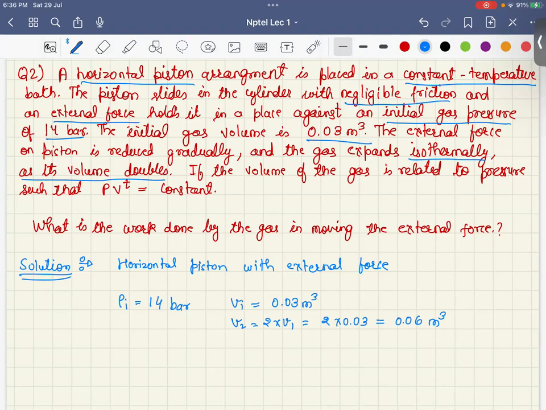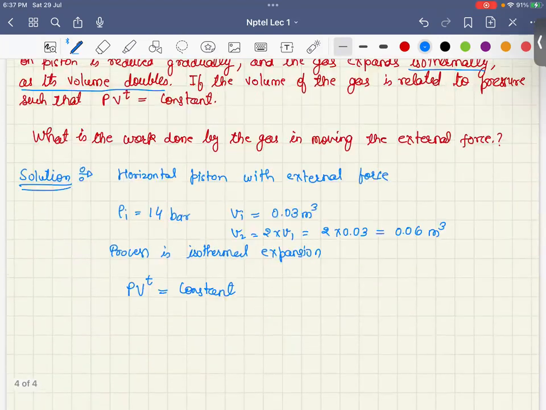And we are also given that the process is isothermal expansion. Right? Why expansion? Because the volume is going to get doubled. Initially it was 0.03, now it's 0.06. That means the volume has doubled, and that is why we are taking expansion, right? And we are also given that PV to the power T is going to remain constant, right?